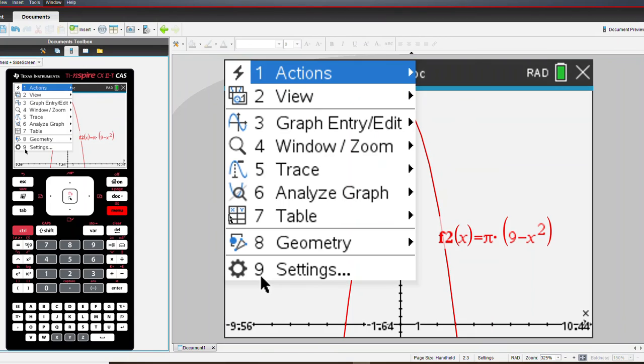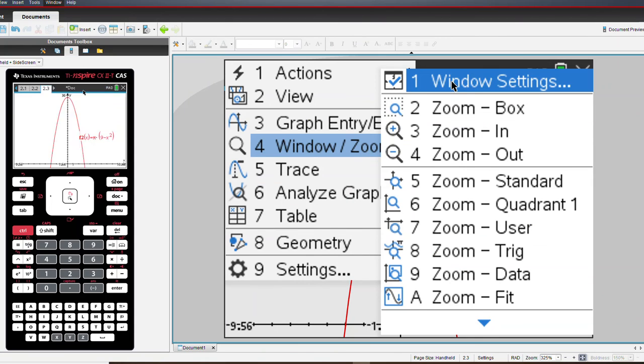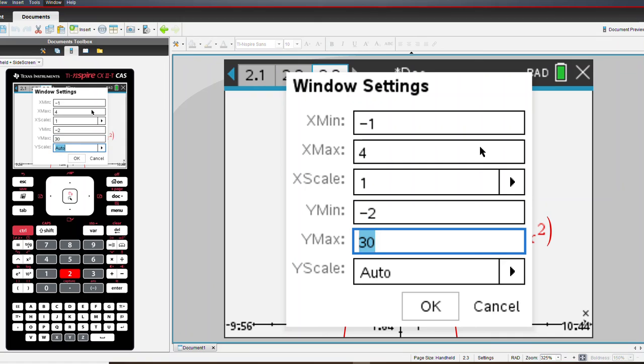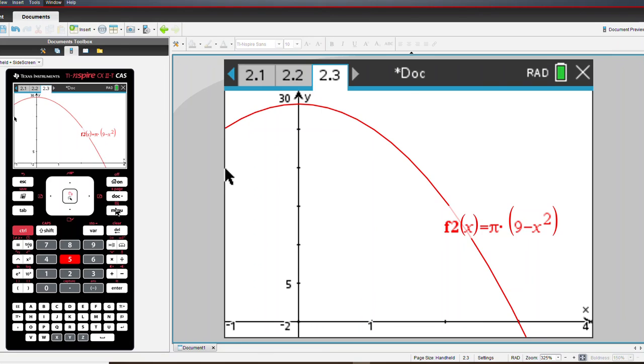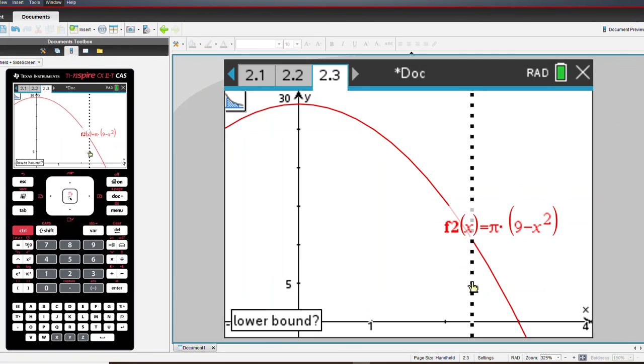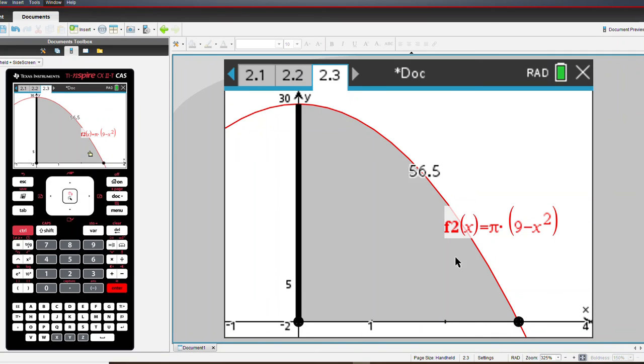And now, let me clean up this. I just like to clean things up. I know I probably shouldn't. Negative 1 to 4, count by 1s. Negative 2 to 30, we'll count by 5s. That looks so much better. Menu, analyze the graph, integral, 0, 3. Okay, hold on. Okay. That's probably exact. It's probably exact. Okay.